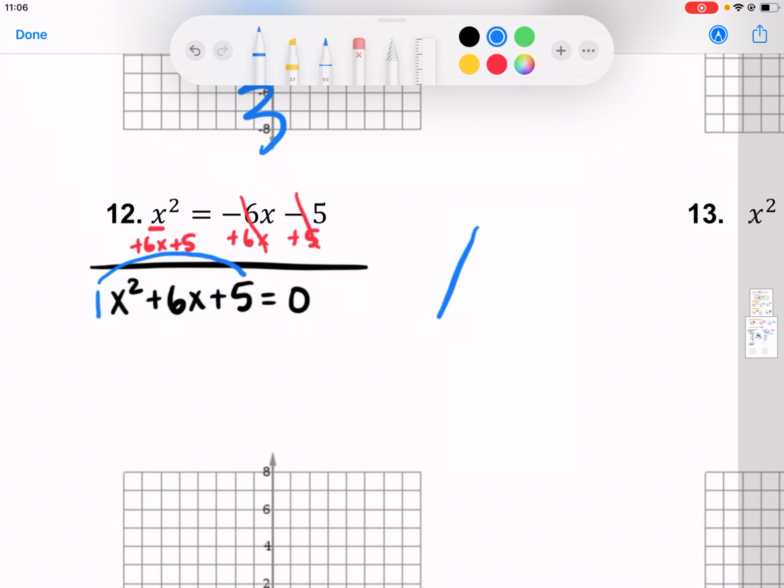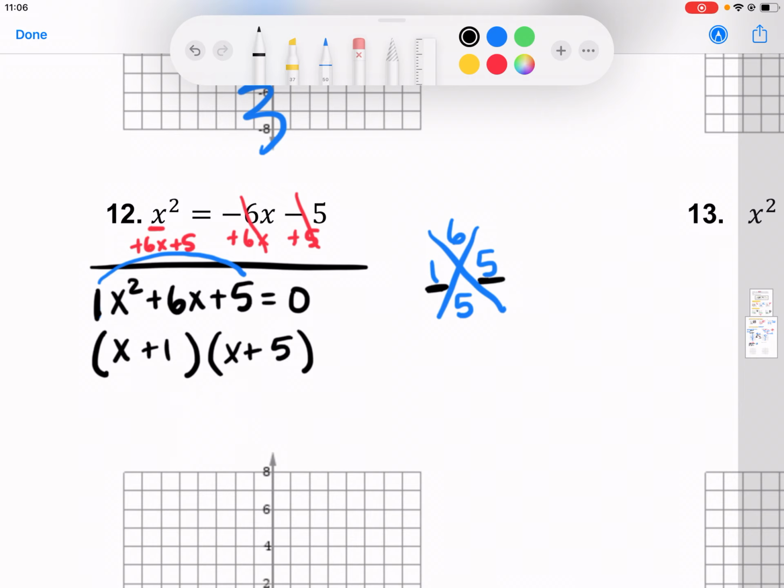So 1 times 5 is 5. Put the 6 up top. And then we're going to find factors of 5 that add up to 6. So 1 times 5 gives you 5, and 1 plus 5 gives you 6. Now we're allowed to skip the intermediate steps because there's a 1 in front. So we'll just write x plus 1 because of this 1, and then x plus 5 because of the 5 we just found. So we're using those two numbers. And all this equals 0.